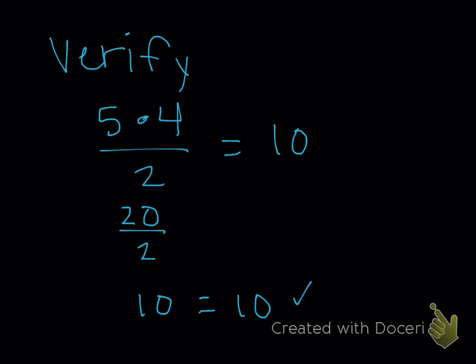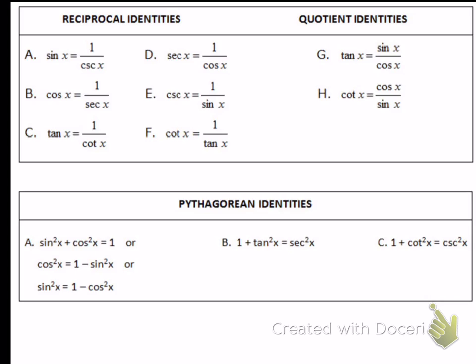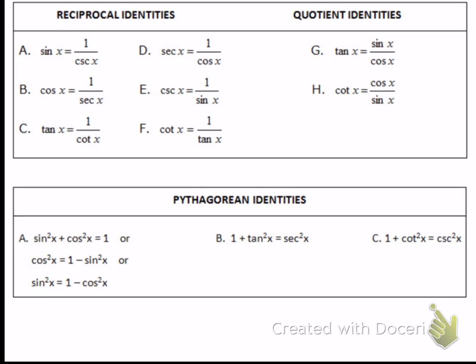So next I'm going to put up on the screen all of the identities that you're going to need to know for this section. You already have them written down in your notes, but if for some reason you can't seem to find them, use this moment to pause the video and copy them all down. So here are your reciprocal identities, your quotient identities, and your Pythagorean identities. All three of these sets of identities you're going to be needing for this chapter.